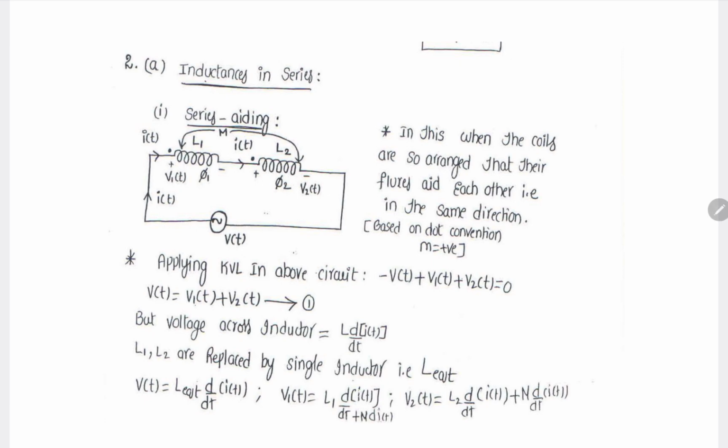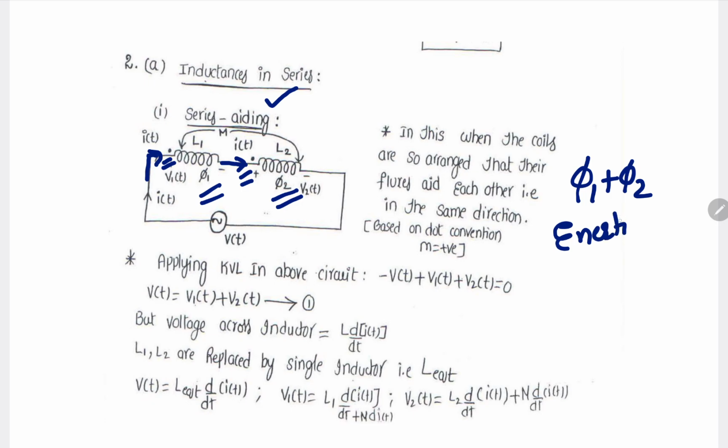You see in coil 1 current is entering into the dot. In coil 2 also current is entering into the dot. Then we say series aiding. That means flux developed by the coil 2 and coil 1 both are in the same direction. They get added, phi 1 plus phi 2. In both the coils current is entering into the dot. So then we say both the flux gets added. So that is called series aiding. Aiding means supporting each other.